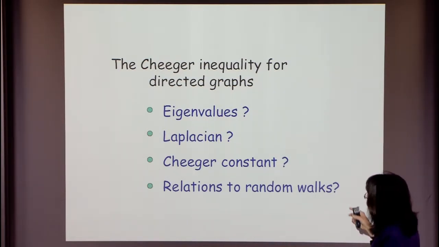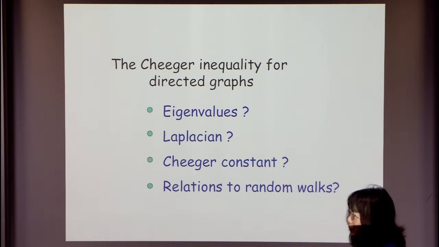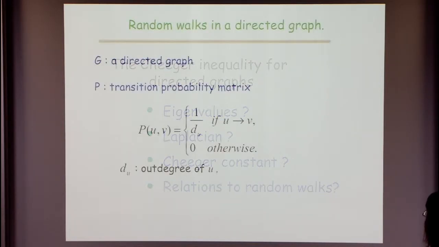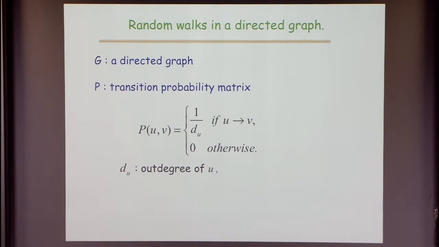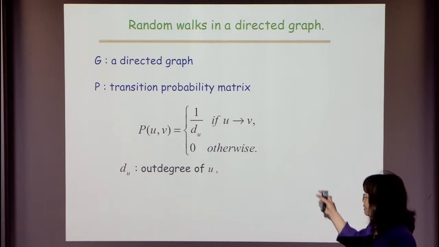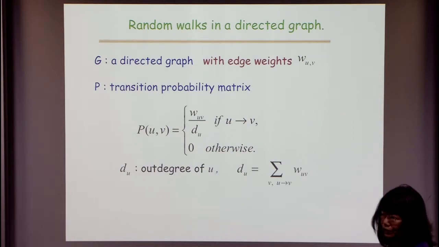But before we get to that, we have to get through a few hurdles. What do I mean by eigenvalues there? What do I mean by Laplacian there? What do I mean by Cheeger constant there? And what are their relations to random walks? So there's quite a bit to do. We can define directed graphs with the transition probability matrix, if we take this to be the typical one, or you like the weighted version.